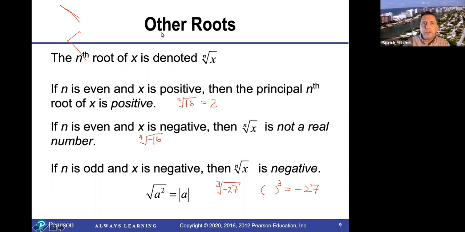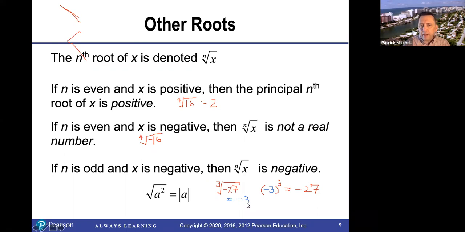All right, so let me just, let's see, change to a different color here real quick. Okay, because the number that goes in this blank is negative 3, that means the cube root of negative 27 is negative 3.